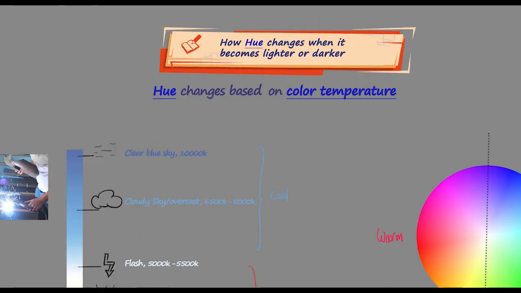Now let's talk about hue. How hue changes when a color becomes lighter or darker. Hue of a color changes based on color temperature. What is color temperature? Let's find out what it is.